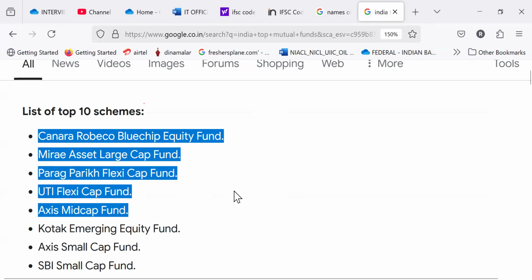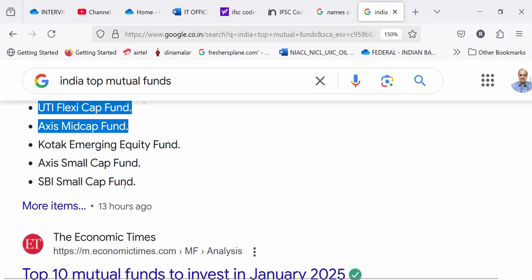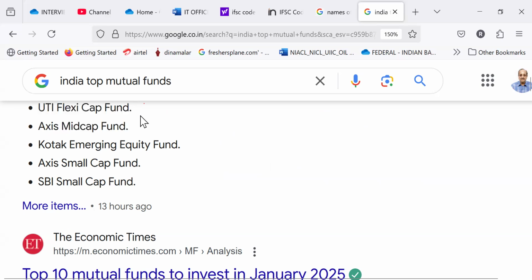Can you read, Harish, the names of these mutual funds? Yes, sir. Canara Robeco Blue Chip Equity Fund, Mirae Asset Large Cap Fund, Parag Parikh Flexi Cap Fund, UTI Flexi Cap Fund, Axis Mid Cap Fund, Kotak Emerging Equity Fund. Actually, you will easily remember these funds. SBI Small Cap Fund, Axis Small Cap Fund, Kotak Infrastructure funds will also be there, sir. Yeah, very good. So you remember them.